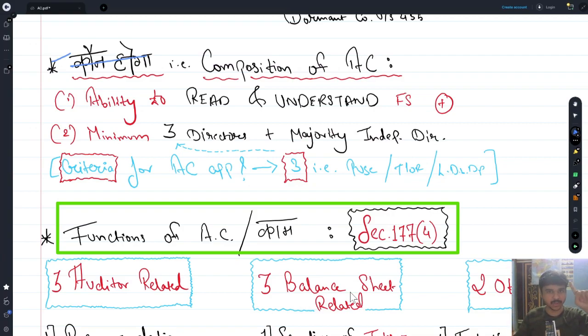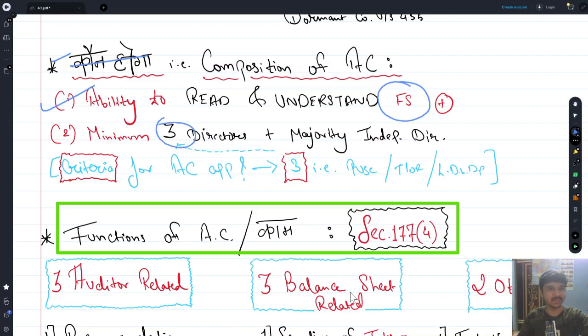So the first thing would be, the people in the audit committee should have the basic thing, that is they should know how to read and understand financial statements. If they don't know what is a P&L, if they don't know what is a balance sheet, it is going to get converted into a government company, which is not going to work efficiently, right? So yes, the members of the audit committee should have the ability to read and understand the financial statements. This is the first basic criteria. Second thing, again 3, it should have minimum how many? 3 directors.